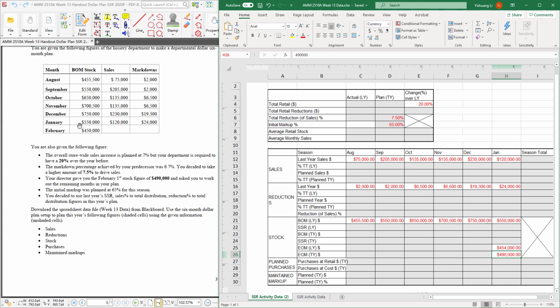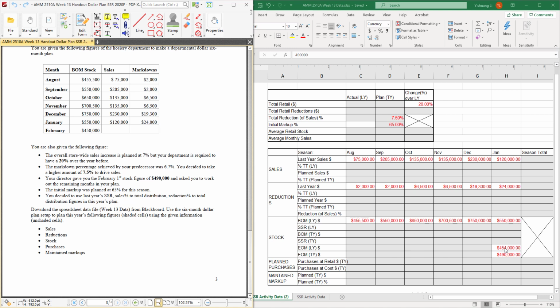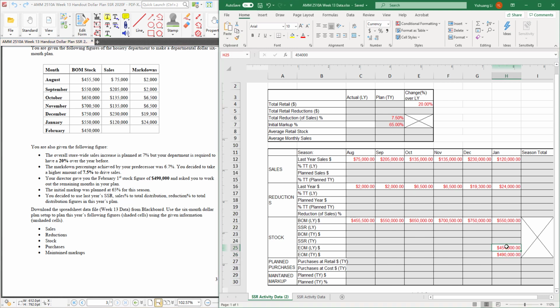And also, since we know the February's BOM stock of last year, we can use this number to fill in the end of month EOM of January of last year. The 2 additional cells to be filled here. And then we don't have any more given information. We can start planning. Okay.